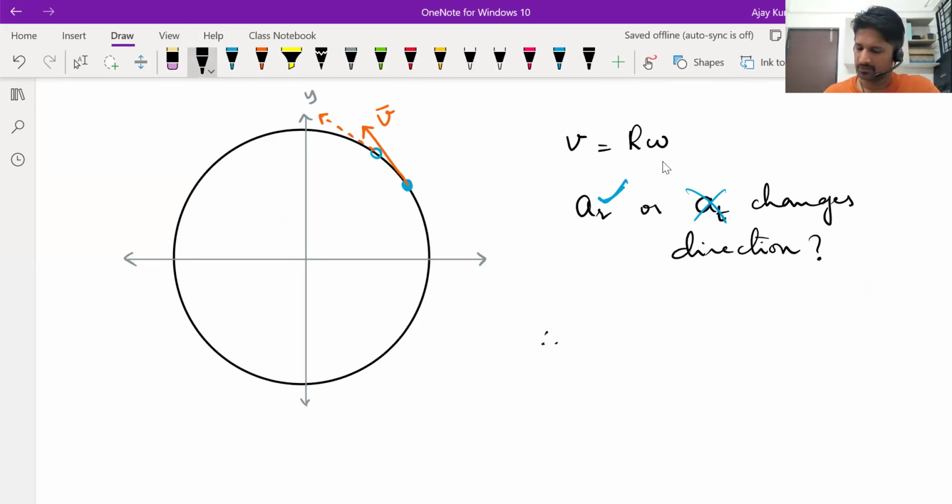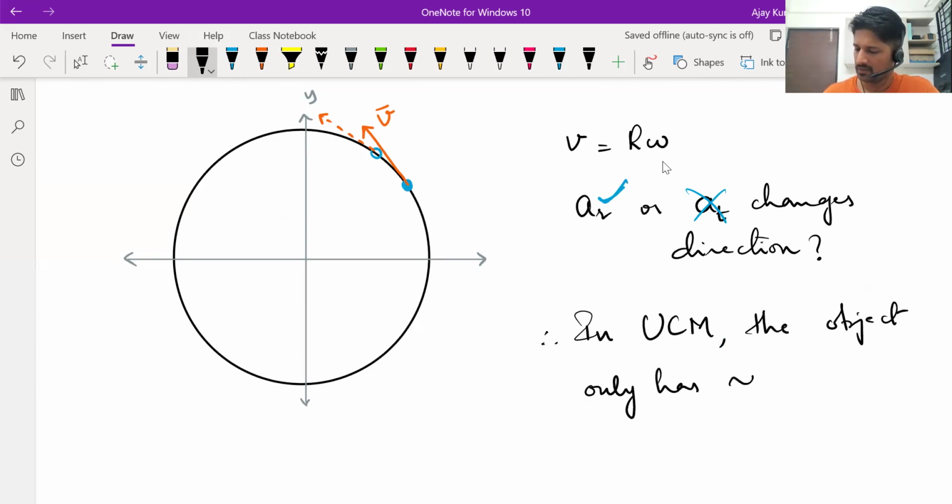Therefore, in uniform circular motion, the object only has radial acceleration, no tangential acceleration.